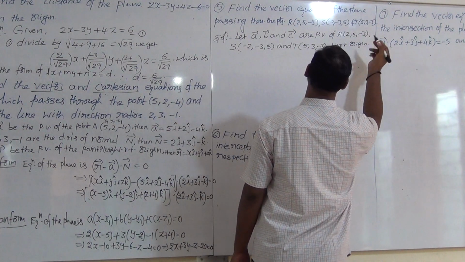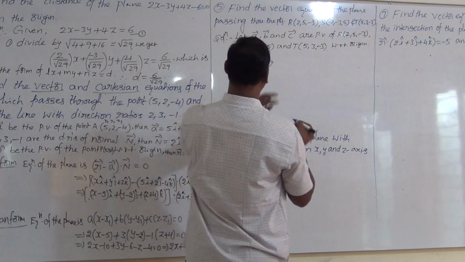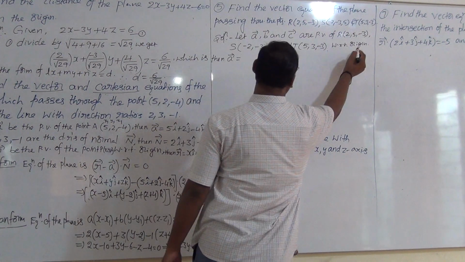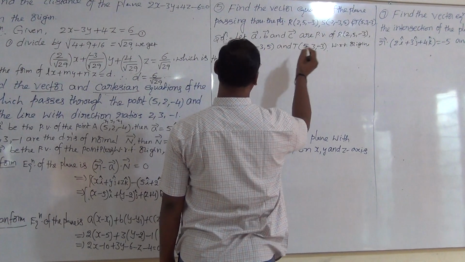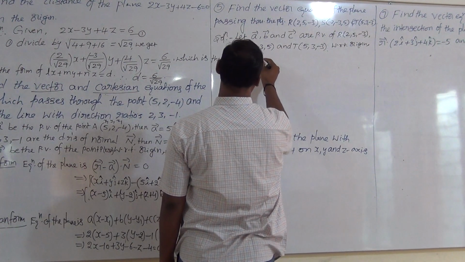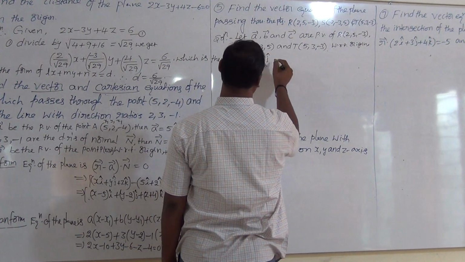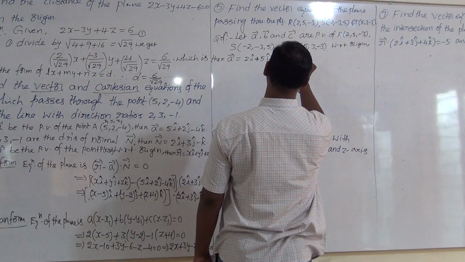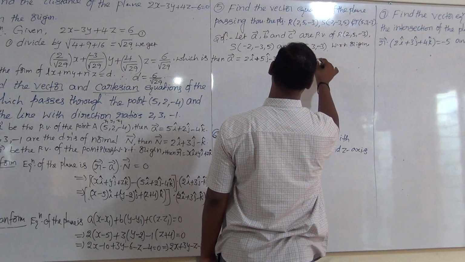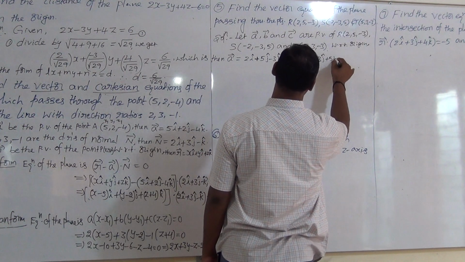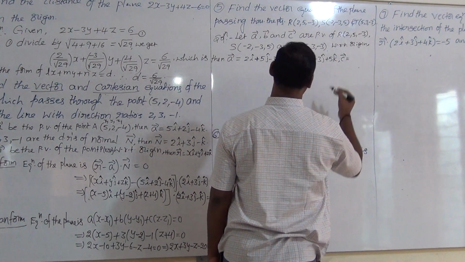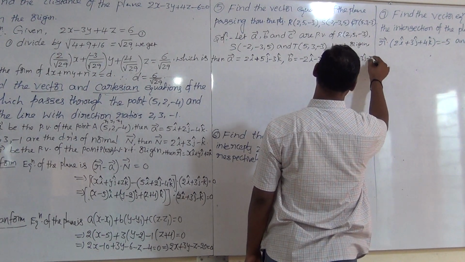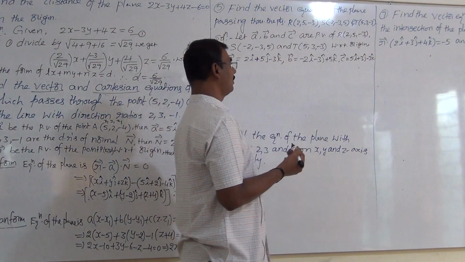Then after, what is the a bar value? a bar is equal to 2i plus 5j minus 3k. b bar is equal to minus 2i minus 3j plus 5k. c bar is equal to 5i plus 3j minus 3k. So like this we have to write all the vectors.